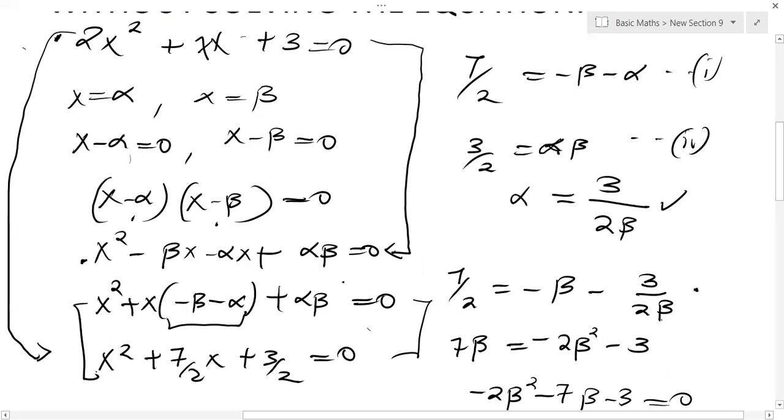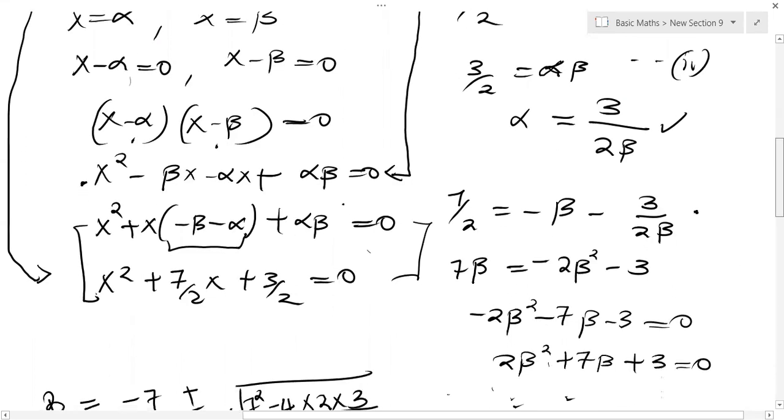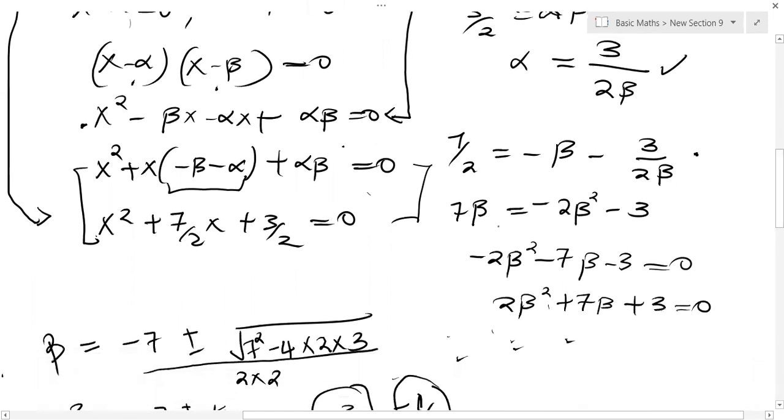Multiply the whole of this by 2 beta all throughout. Multiplying this by 2 beta, 2 and 2 will cancel, and we'll have 7 beta is equal to minus 2 beta squared minus 3. Then we want to rearrange that. This is a quadratic equation. Bringing this to the other side, we have minus 2 beta squared minus 7 beta minus 3. Then I can factor out the negative so that I have 2 beta squared plus 7 beta plus 3. Then solve this using the quadratic formula to get the values of beta.